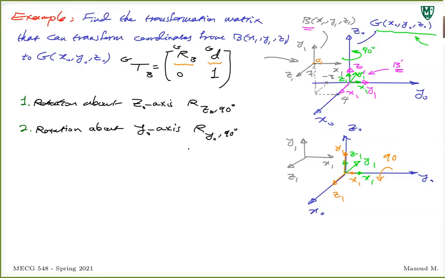Now, what I need to do is just do the translation. Take it from where it is to where it should go, from here to here. This would be my translation, dg. And remember, everything is in global coordinate frame. So d would be the vector going from where the origin is at the beginning to where the origin is at the end.